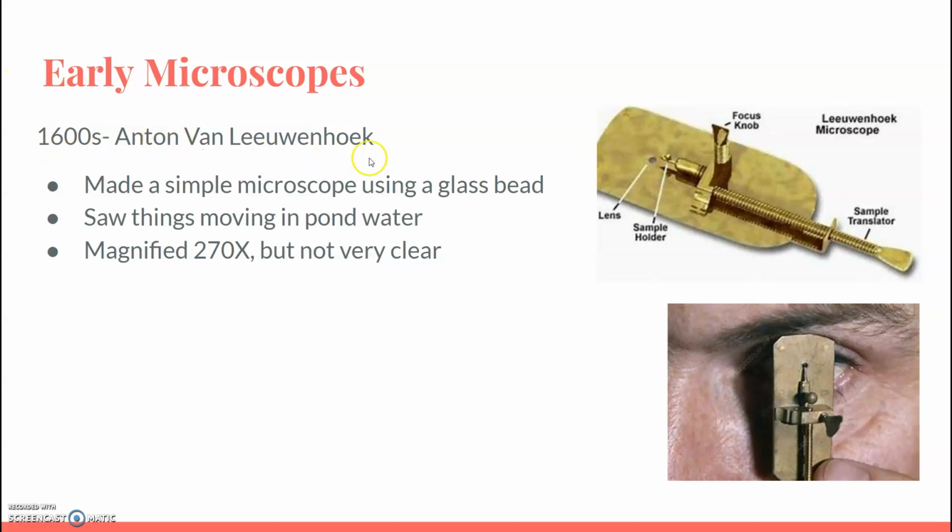So this guy, Anton von Leeuwenhoek, in the 1600s, he used a little glass bead as his lens, and it was able to magnify things up to 270 times. So things look 270 times bigger than they actually were. But those images weren't always very clear. Okay, so you could see them, but it's blurry. And he saw living things moving around in pond water. So that was a big discovery back in that time.